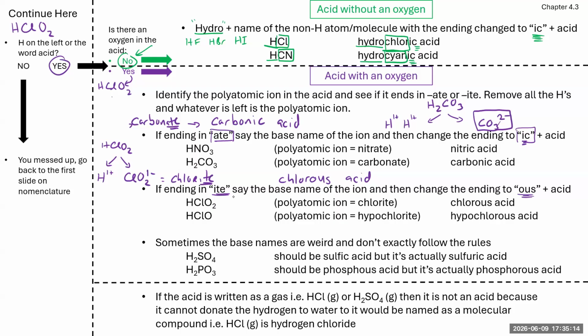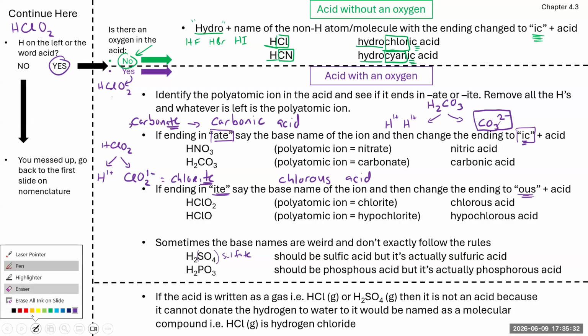And sometimes the base names are weird and don't exactly follow the rules, like H2SO4. Since there's an oxygen, we look at the polyatomic ion. That should be sulfate.